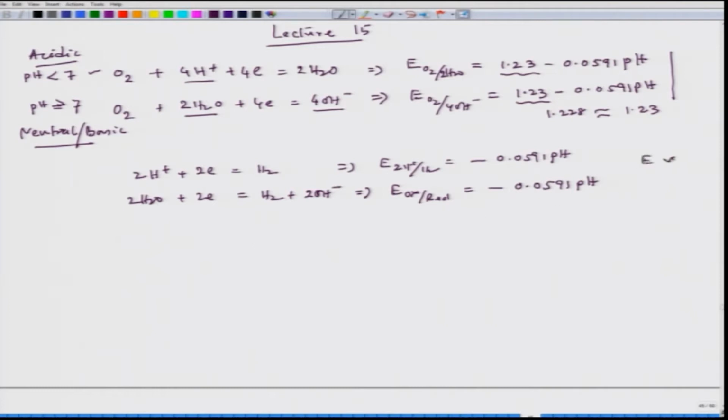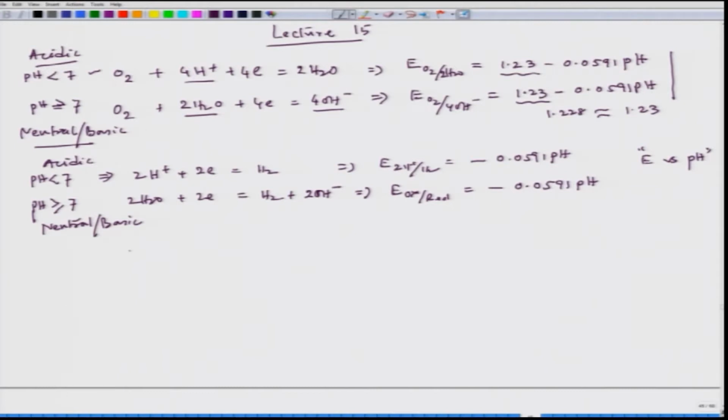and if we plot them on an E versus pH plot, they will lie on the same line, but this will be valid for pH less than 7 and this would be valid when pH is greater than or equal to 7. So, here also this will be valid in neutral or basic medium, and this will be valid in acidic medium.